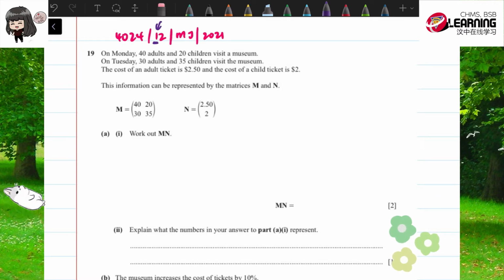Let's check the question. On Monday, 40 adults and 20 children visit a museum. On Tuesday, 30 adults and 35 children visit the museum. The cost of an adult ticket is $2.50, and the cost of a child ticket is $2. This information can be represented by matrices M and N. You can see this 40 comes from here, and this 20 comes from here, and 30 comes from here, and 35 comes from here.